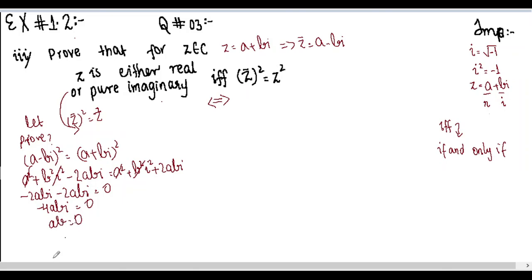From here we get two situations. Either a equals 0 or b equals 0. If a equals 0, then z equals, when a is 0, then z equals b iota. Isn't it so? Z equals b iota. And when b equals 0, then this whole term becomes 0 and z equals a only. So z equals a.